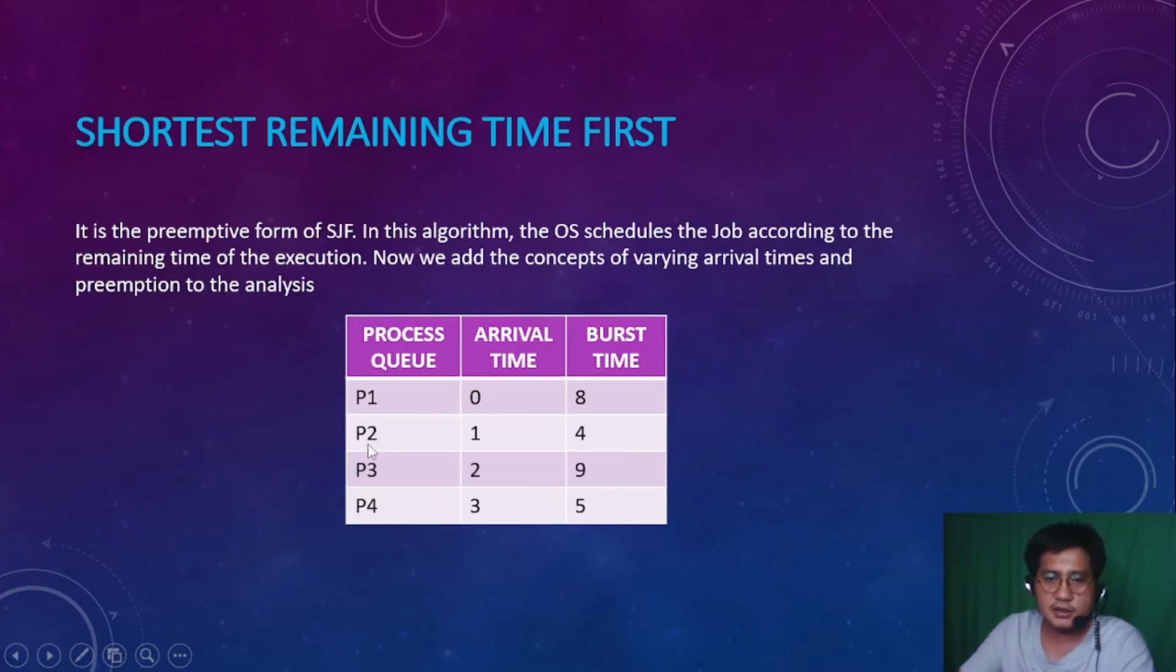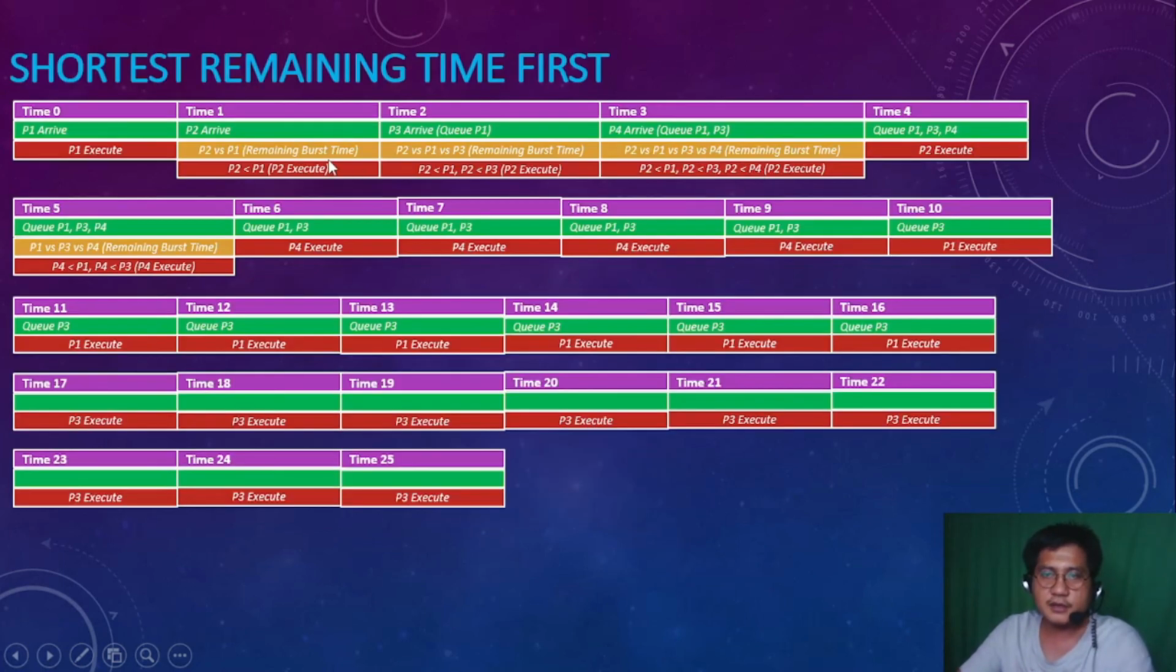Process 2 is executed from time 1, 2, 3, and 4, and it finishes its execution at time 4. So at around time 5, the system will now compare the remaining burst time of P1, P3, and P4 that are in the waiting queue or ready queue.